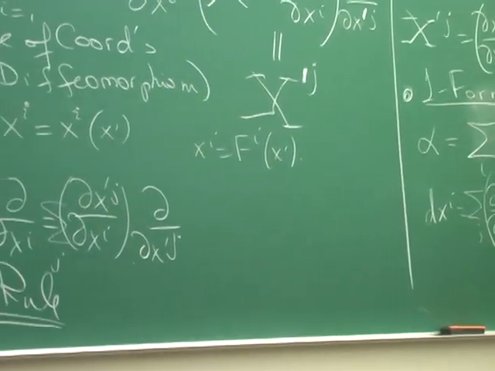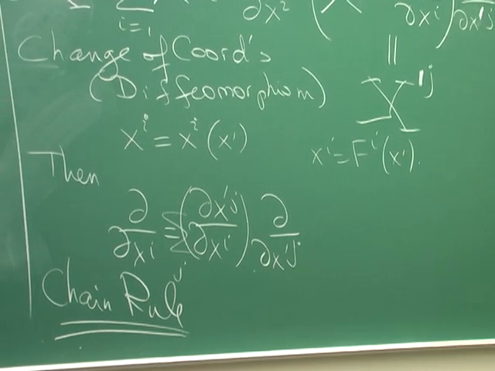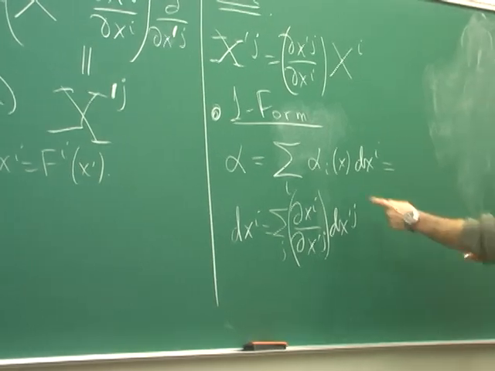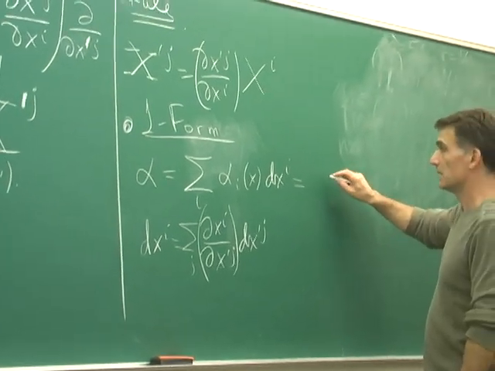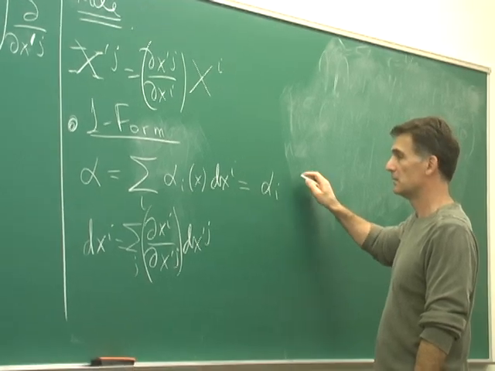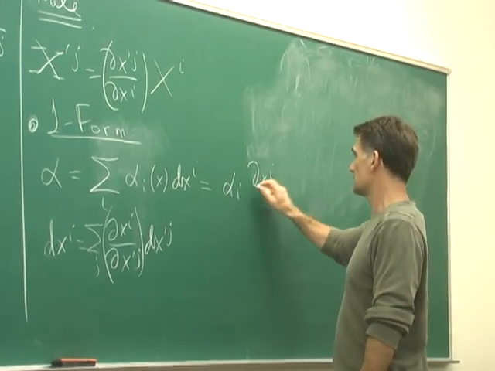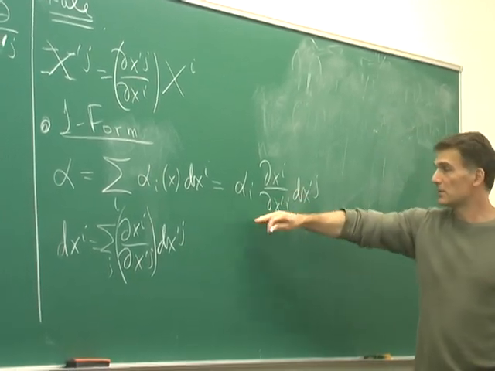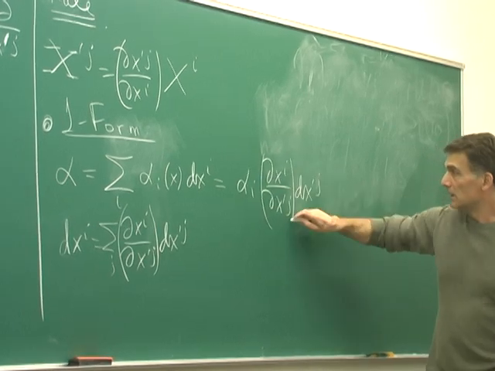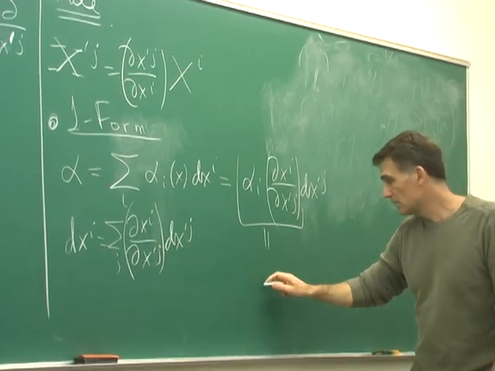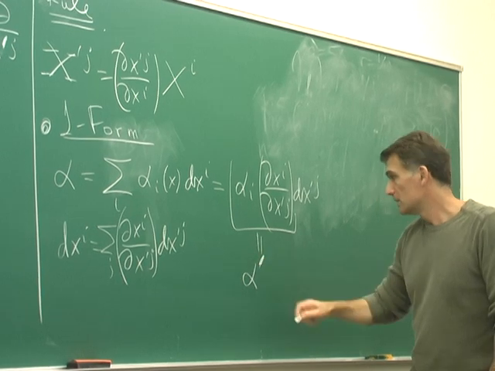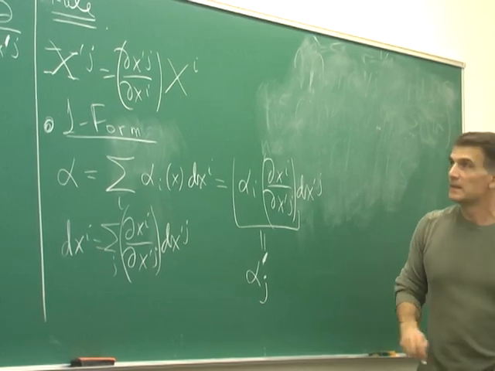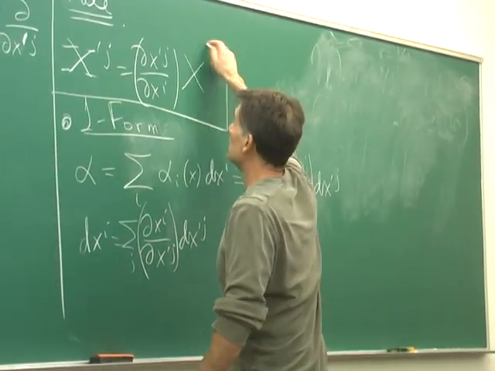Okay? So in that sense, it is dual to that. So if you take this, of course, you could change the coordinates here, and you'll get something like this: alpha i, dx i, dx prime j. So this is a one form in the new coordinate system. And you see this quantity is now the components in the new coordinate system. So this is how they change.